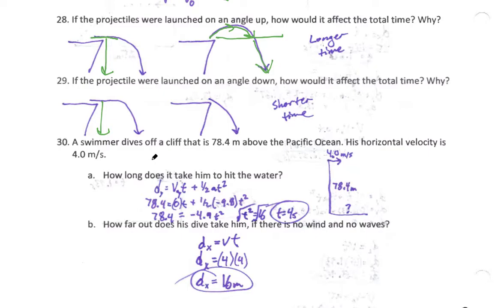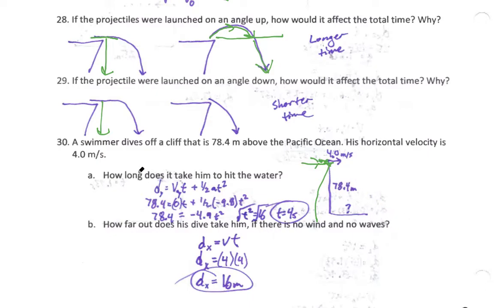Number 30: a swimmer dives off a cliff that's 78.4 meters above the Pacific Ocean. So that's what I've got going on here, 78.4 meters above the Pacific Ocean. There would be my cliff. I've got my little swimmer here. By the way, this is a really bad idea. You don't want to dive that high up. Not that you really have the opportunity to around here anyway, but you know. All right, his horizontal velocity is 4 meters per second. So going this direction, it's 4 meters per second. We know it's 4 meters per second everywhere along this swimmer's path. Again, the vertical velocity will change, but the horizontal velocity will stay the same.